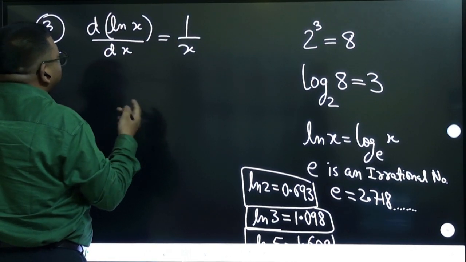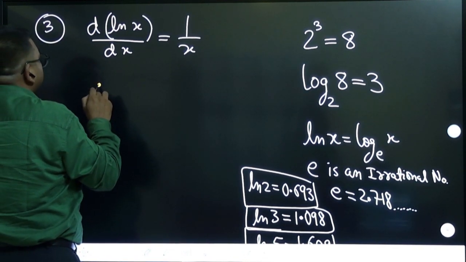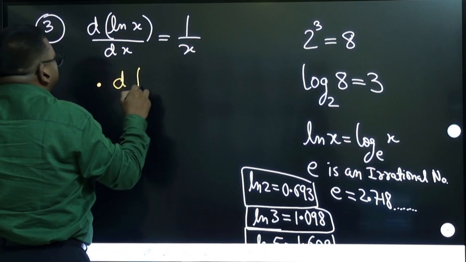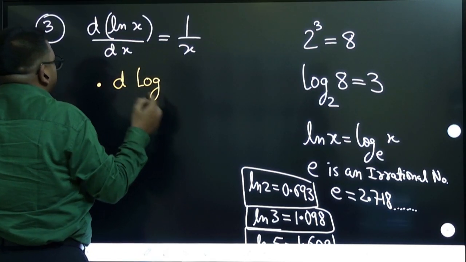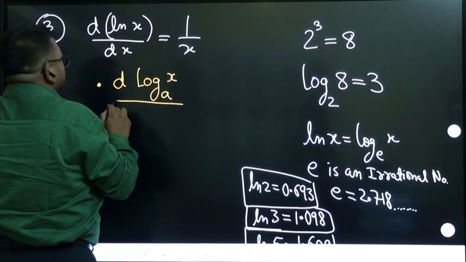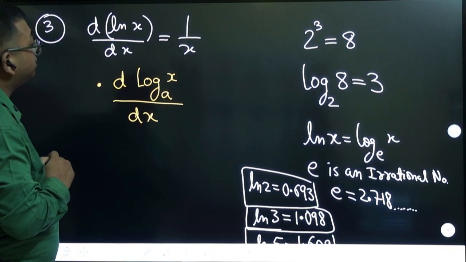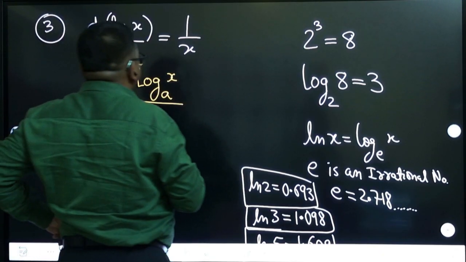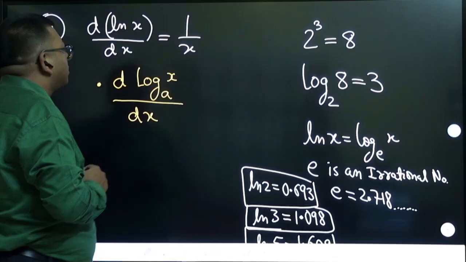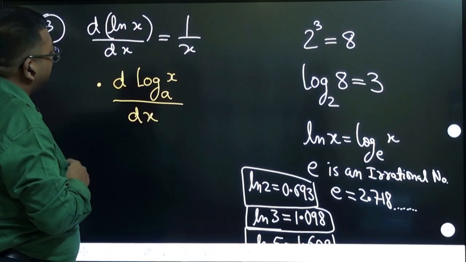And what about if the base is something else? Then how to do that? So in here itself, I will give that. If suppose some other base is there, let us say base is some other a, let us say differentiation of this with respect to x. So what will happen in this? What do you think? What will happen?